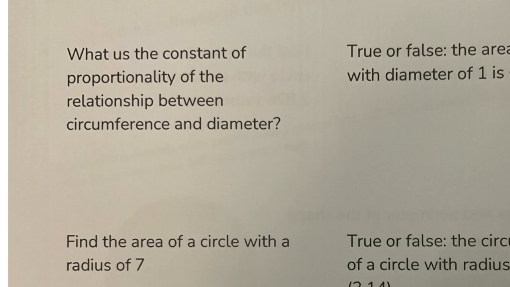All right, the next question asks us a very basic question. It just wants to know what is the constant of proportionality between the circumference and our diameter. So if we take our circumference and divide by our diameter, that is always going to be the same constant of proportionality, and that's what pi is. That's why pi is so special. It is the relationship of our circumference divided by our diameter.